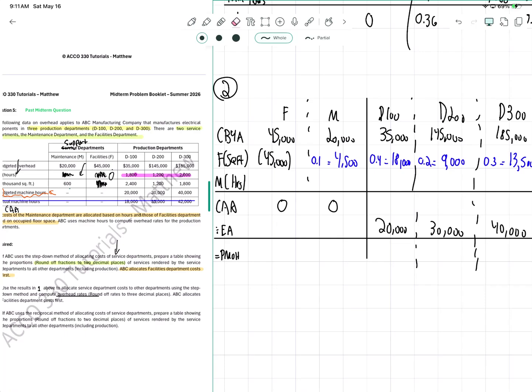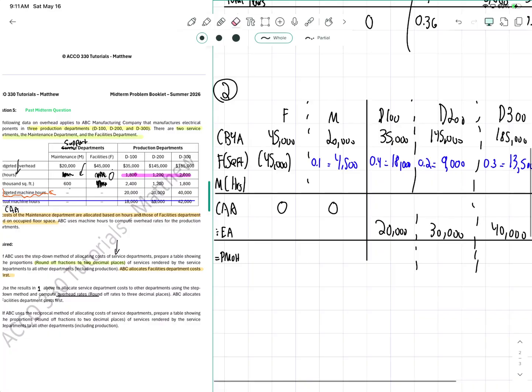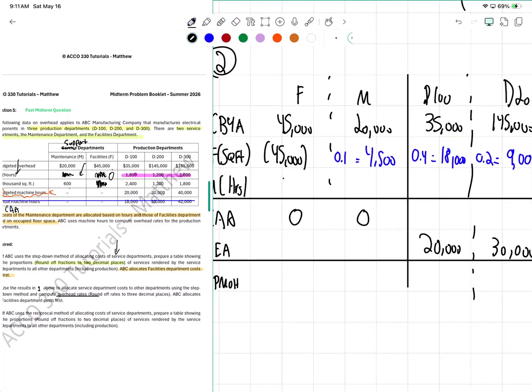Okay, so at this point we're now off to maintenance. Maintenance doesn't allocate anything to facilities, because remember, step down method, you do the staircase. For maintenance, they have 20,000 in cost, but then they have 4,500 handed over from facilities. So they're going to allocate 24,500 in cost, because at the end of the day, the cost after allocation for each support department has to be 0. 24,500 is the cost that needs to be allocated for maintenance.